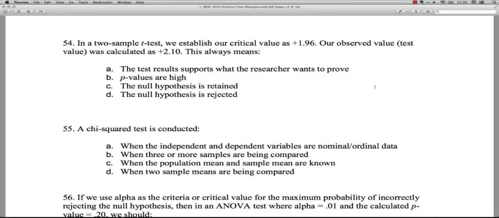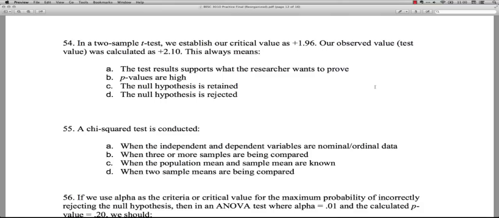No, that's never the case. The results may be consistent with what you want to do, but that's a really big inferential leap, so we're going to ignore that one. B, p-values are high. Actually, they're going to be pretty low because they're going to be in the critical region, so they're going to be small enough that we reject the null hypothesis. Okay, C, the null hypothesis is retained. No, because our calculated value is more extreme than the critical value. The 2.10 is bigger than our 1.96, so that's not true.